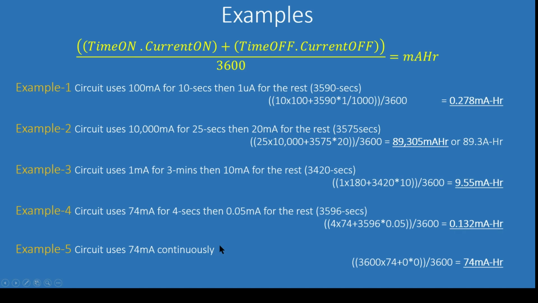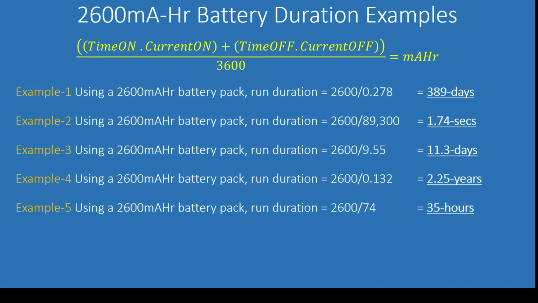It's 74 milliamps per second, per hour, per day. It's continuously demanding that amount of current. Using that battery pack as our example, going through those 5 examples there, the first one is 389 days, the second one is 1.74 seconds because it's such a high demand, and so on all the way through. So example 5 is using the ESP8266 continuously at 74 milliamps, that battery would last you just over a day and a half, 35 hours.